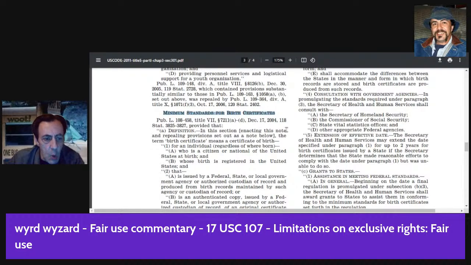Definition in this section, enacting this note. It is a promise if it is a note. It is a draft if it is an order. And repealing provisions set out as a note below. The term birth certificate means a certificate of birth for an individual, regardless of where born, who is a citizen or national of the United States at birth, whose birth is registered in the United States. While it is clear the United States has no birth registration, I'll pull it up.